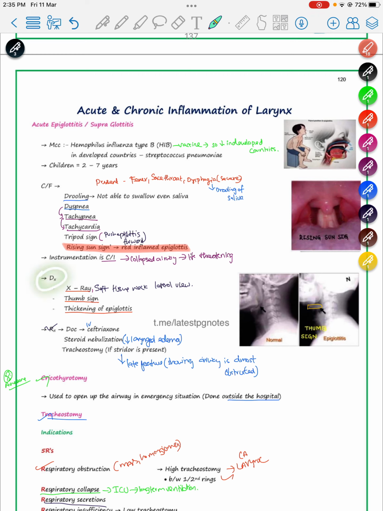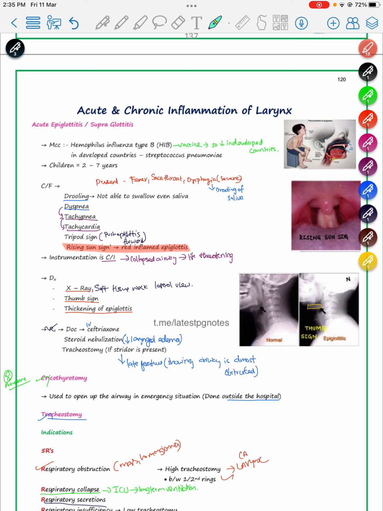Then diagnosis is X-ray, lateral view of soft tissue neck. It confirms the thumb sign. You can see the thumb sign here. So it confirms the Haemophilus influenzae infection. Then taking antibiotics is confirmed.